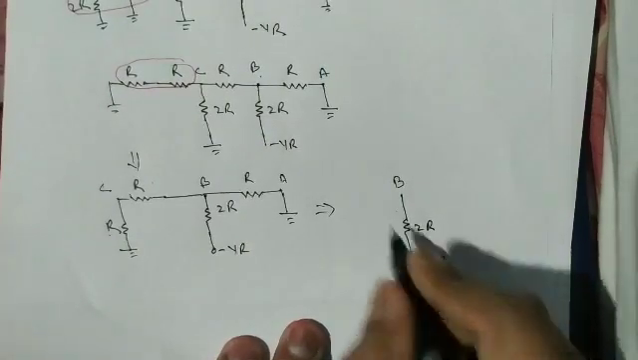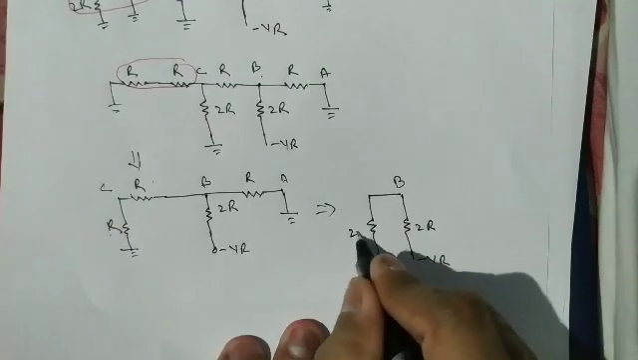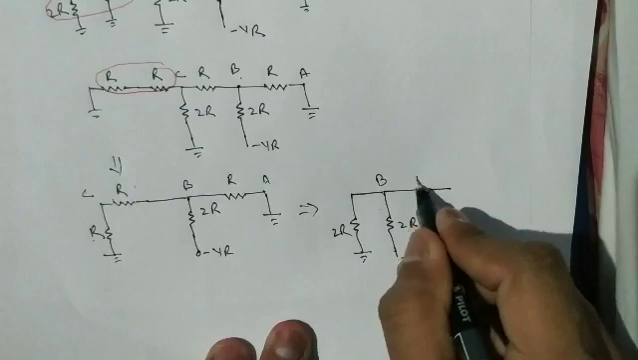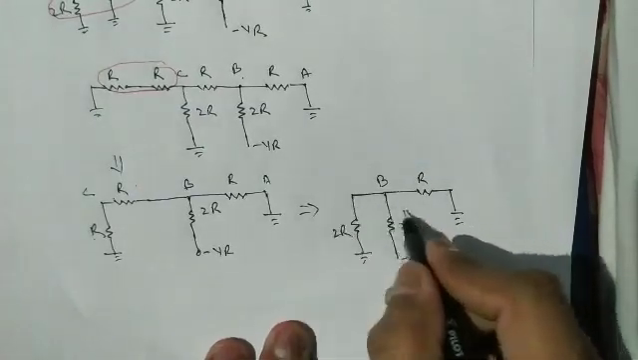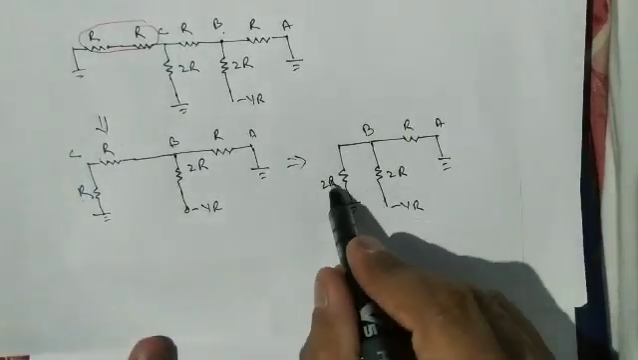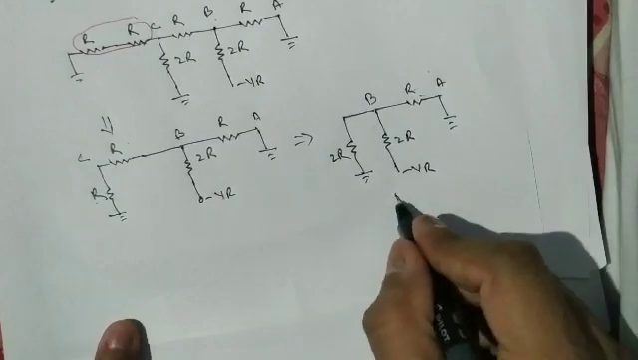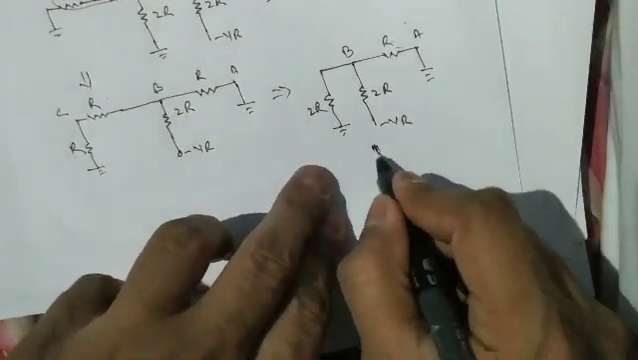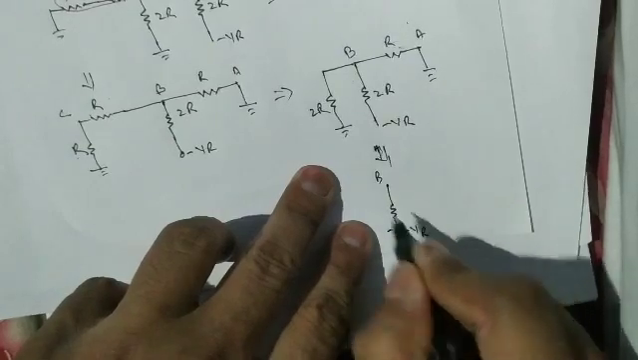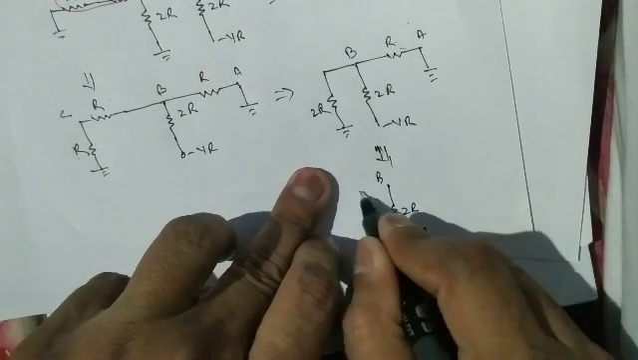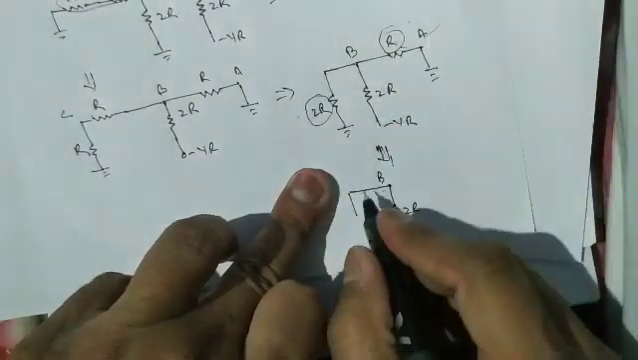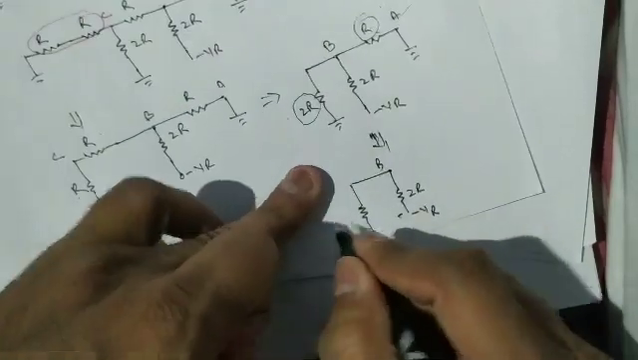This is minus VR, this is 2R, and this 2R is in ground form. Now this is R. These two R become, now this is the final one. I am trying to redraw the circuit. In the final circuit, this is B, this is minus VR, and this is 2R. Here this R and this R are in parallel, so it becomes 2R by 3.